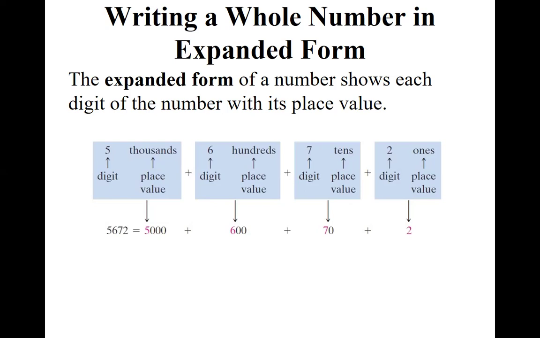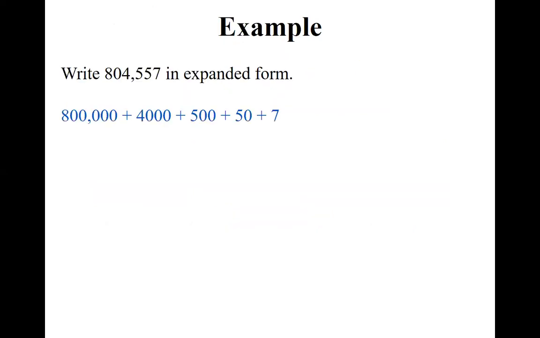So how would we write 804,557 in expanded form? Well, when I said it, I said 800, I said 804. So that say it, write it, that doesn't work for all numbers. But looking at the place value does. 8 is in the hundred thousands, so this is 800,000.